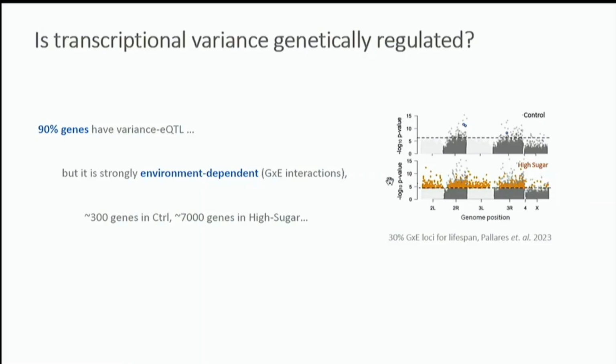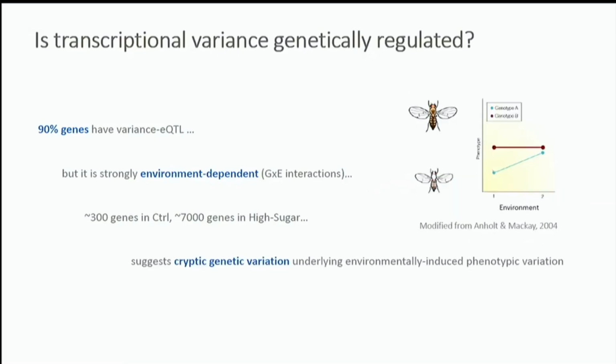But we are also not surprised because we have done, as Christian mentioned, GWAS for longevity in control and high sugar in a different outbred population of flies, and we found that around 30% of the loci that regulate lifespan are environment dependent. So there's tons of genotype by environment interactions out there. It's just hard to map because it's hard to do the same experiment in two environments. So these results suggest that cryptic genetic variation underlies environmentally induced phenotypic variation.